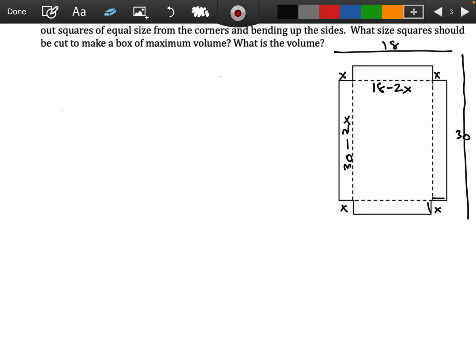All right, now we're gonna try another optimization problem that's very popular. This would be like the volume of some kind of box. And the biggest thing is drawing this, right?